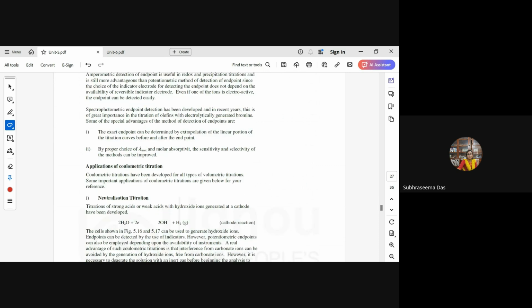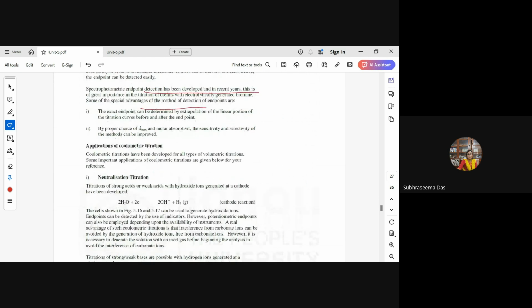The spectrophotometric endpoint has been developed, and this is of great importance. The exact endpoint is usually determined by extrapolation of the linear portion before and after the endpoint. By proper choice of lambda max and molar absorptivity, the sensitivity and selectivity of the methods can further be improved.